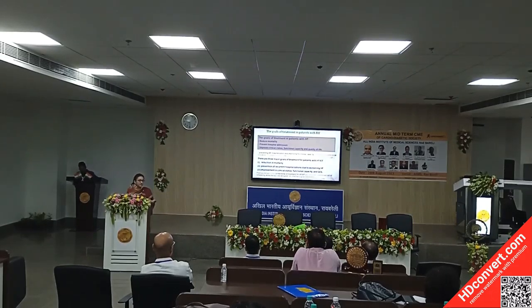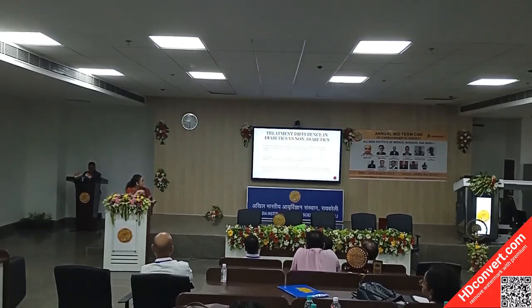So, the basic purpose of giving treatment is to decrease the symptoms and have better mortality and morbidity in these cases. If we see diabetic treatment versus non-diabetic, there is no difference. Whatever heart failure treatment you prescribe to a non-diabetic, you have to prescribe to a diabetic also. The only thing is, the absolute risk reduction will definitely be higher in diabetics, and the number needed to treat will be much lower.